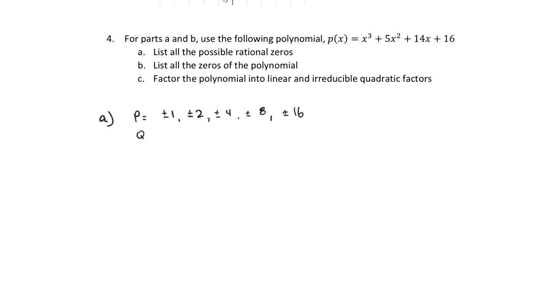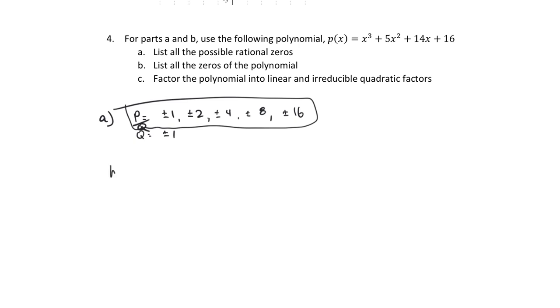And then Q are factors of the leading coefficient, which in this case is 1. So if we now divide P by Q, it's going to be all of these numbers divided by 1, which, since anything divided by 1 is itself, this really is just this list here. So those are the possible rational zeros from the rational zeros theorem.